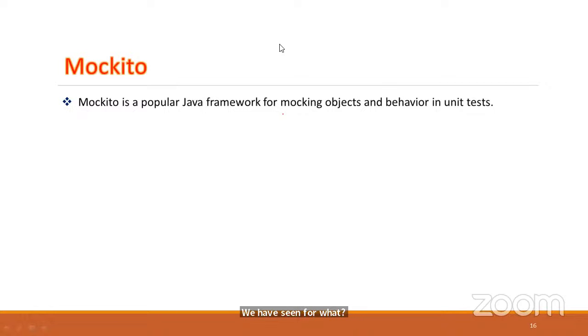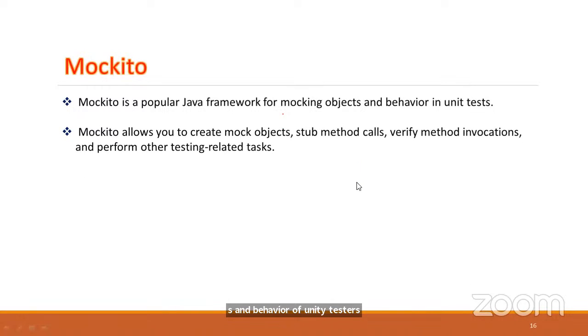Understand? We are not cloning, sir. We are just creating a mock object. You can create a mock object for any class, any interface, any enumeration. Mockito allows you to create mock objects, stub method calls, verify method invocations, and perform other testing related tasks. Let's try to understand in detail.